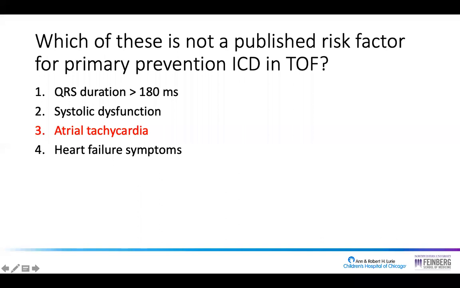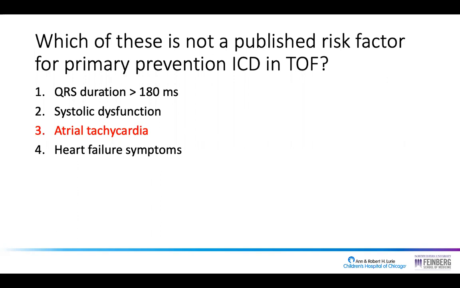Oh, I'm sorry, I didn't wait long enough for all of them. So this is part of the problem. And the reason I put this third one in here is to say the data are conflicting. Atrial tachycardia is clearly associated with a higher morbidity risk in all patients, including in studies that are overrepresented in tetralogy of Fallot. That being said, the risk factors that were published for primary prevention ICDs in tetralogy of Fallot did not include atrial tachycardia.